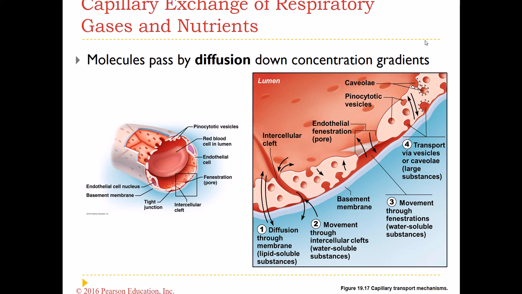Now, the fluid itself is a slightly different process. We're going to discuss that here in just a second. It's a process that we call bulk flow, and that's what the next lecture will focus on.